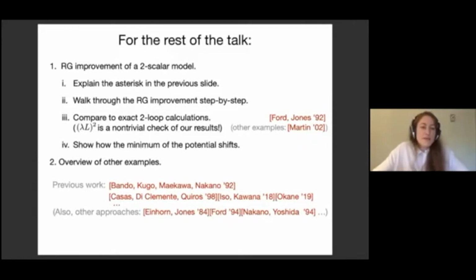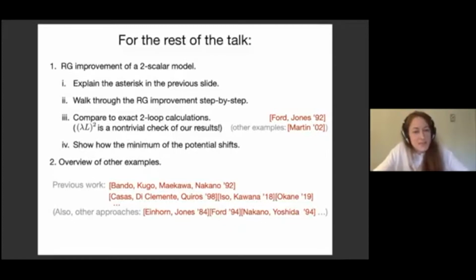So my plan will be, I'll need to explain this asterisk I put on the previous slide, and I'll tell you step by step. I'll walk you through this RG improvement procedure for the effective potential. And then importantly, we're going to compare our results to exact two-loop calculations. And so the two-loop leading log, the lambda log squared, comparing this to two-loop calculations in the literature is going to be a non-trivial check of our results, and we'll find agreement. And I'll maybe end with just some brief overview of other examples we looked at and other directions you could think about.